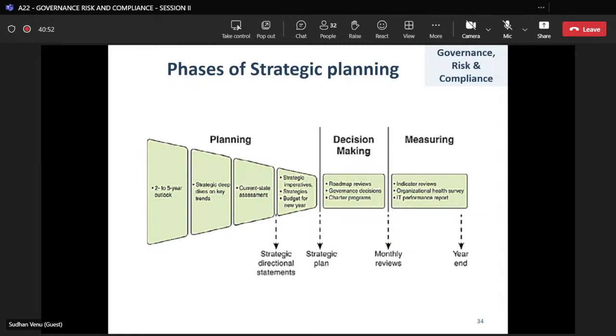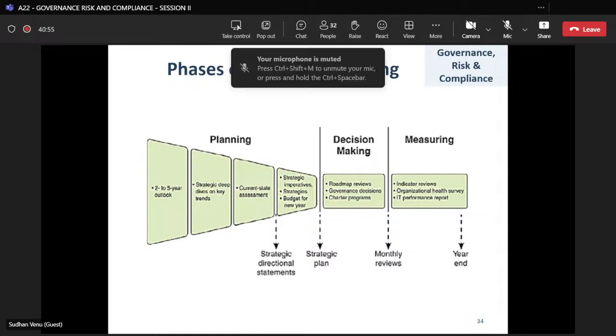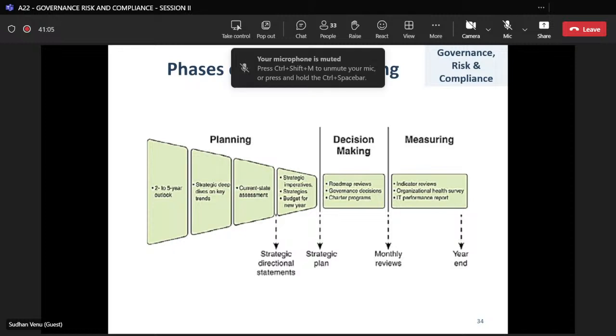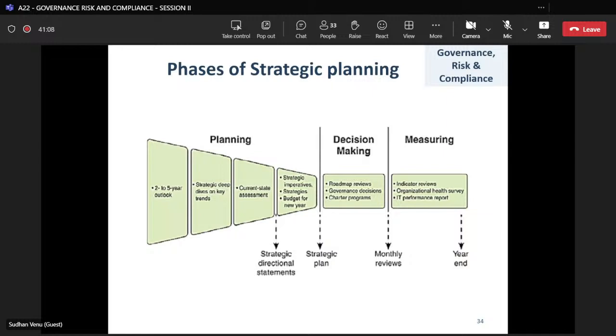Similarly, for strategic planning and its phases, the planning phase will be carried out in four kinds of things, and in decision making they will check all the roadmap reviews in terms of organizational growth, business perspective, and the governance decisions. So the team will decide how the strategic planning is working in the organization, how it will shape the next level of strategic planning, and then charter programs. So that is in terms of decision making, and finally the measurement. So what is the outcome: the indicator reviews, organizational health survey and the IT performance report. So these are the phases of strategic planning, and this will be explained in the next slides, and that is what we have here.